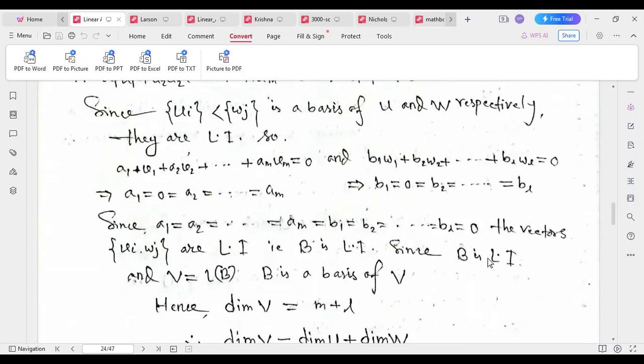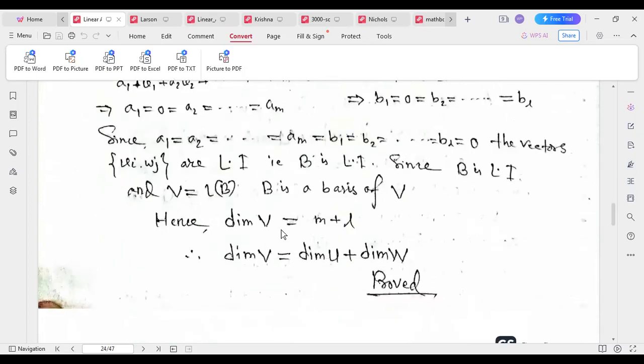Since B is linearly independent, so V can be written as the linear combination of B. So B is the basis of V. Hence, the dimension of V can be written as m plus l. So the dimension of V equals the dimension of U plus the dimension of W.